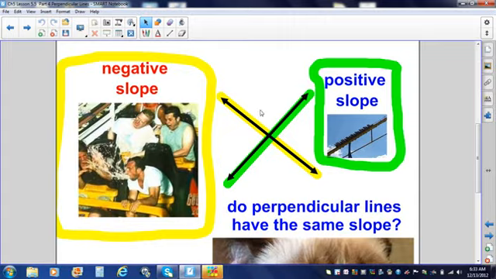Well, these would be perpendicular lines. Looks like the letter X. They're going to form 90-degree angles. Notice that the green line has a positive slope. The yellow line has a negative slope. So the first question we're going to answer today, do perpendicular lines have the same slope?